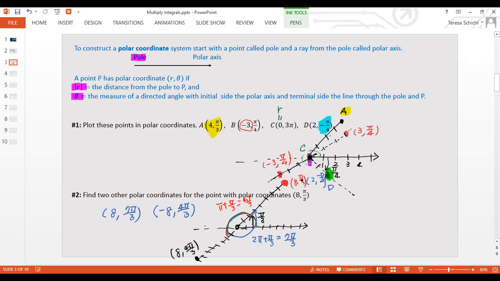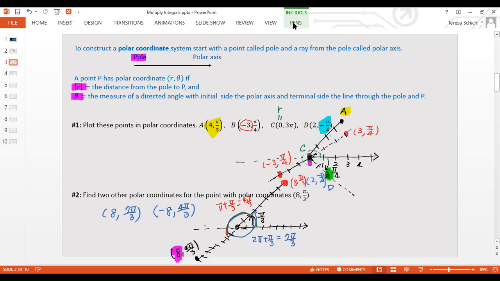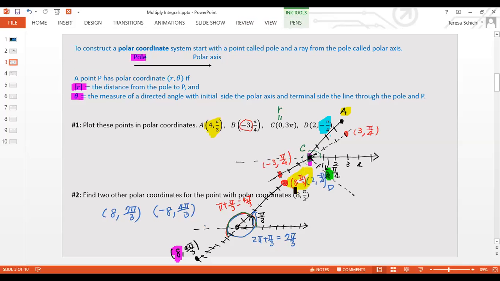But in order to find my original point, that's why I flipped back. So that's why it's (negative 8, 4 pi over 3). If you put a negative 8 in front, what happens here? Boom, flip back to my original. That's why this one will make it. So as you can see, for polar coordinates, it's not unique, not like the Cartesian, which is unique. You can have many, many different points representing the same location.